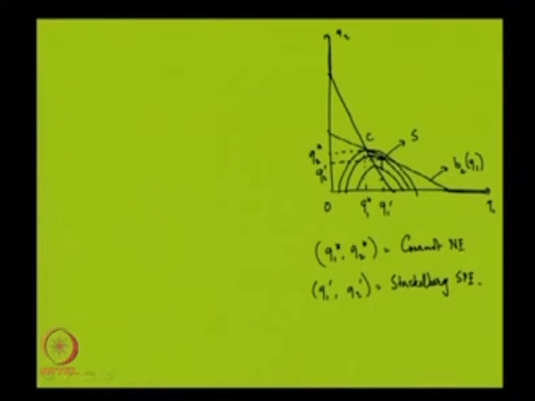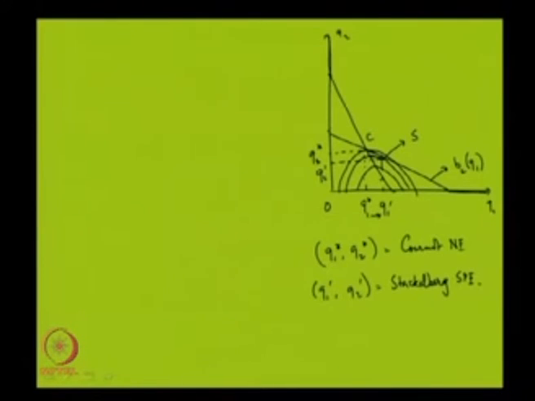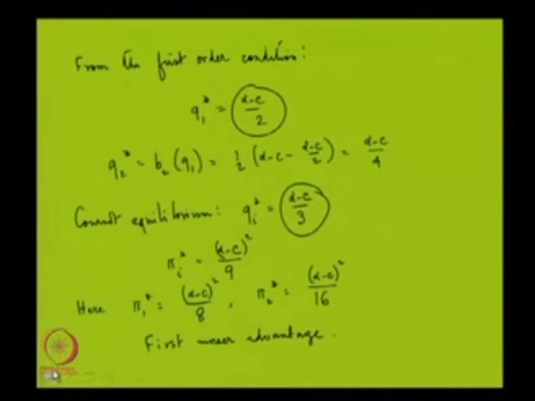So, from the diagram it also becomes very clear what is happening to the output level of each firm and what is happening to the profits also. Firstly, we can see that firm 1's output has gone up, which is confirmed by our calculation here. It had gone up from this to this. Firm 2's output has gone down from Q2 star to Q2 dashed. This is also confirmed from the movement from this to this.